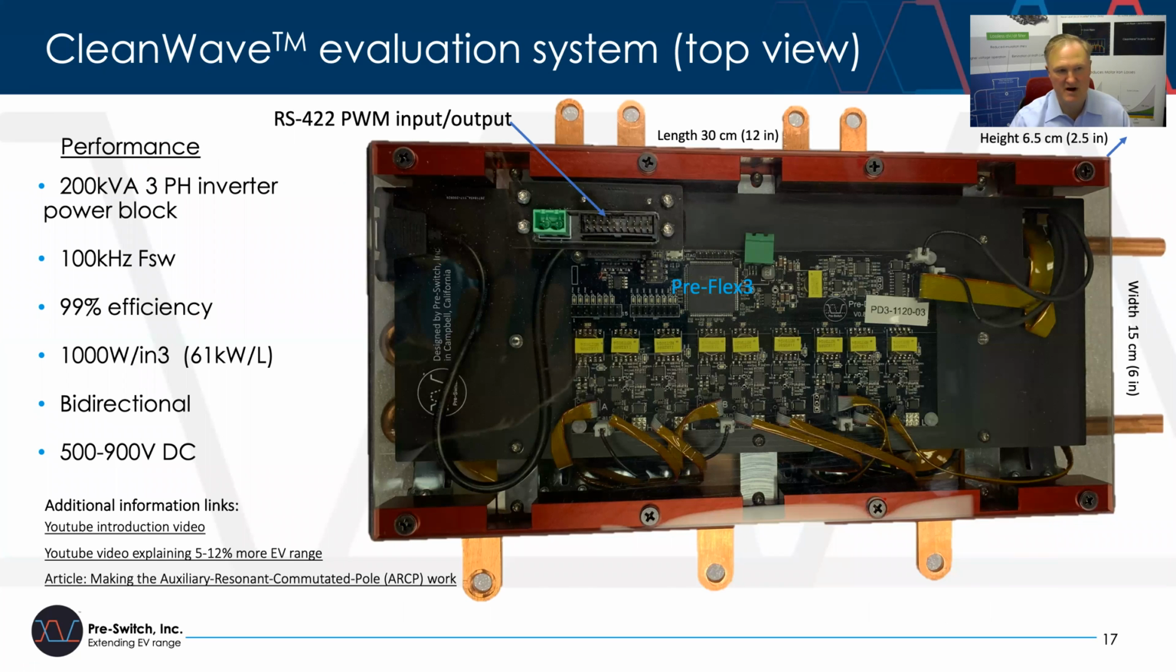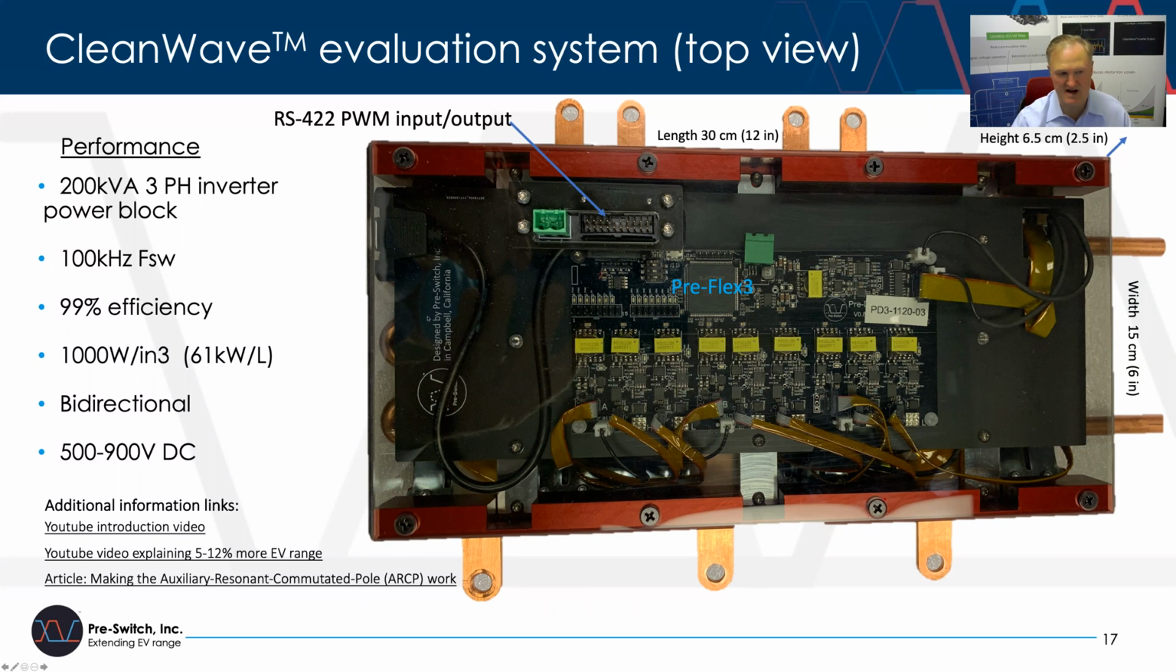I want to talk a little bit about our evaluation system. I know we've made some big claims here, so what we've done is build an evaluation system that you can buy, a 200 kilowatt, 3-phase inverter power block. It takes an RS422 input plus a 15-volt power supply, and it produces AC out and DC with DC in, and it's bidirectional.